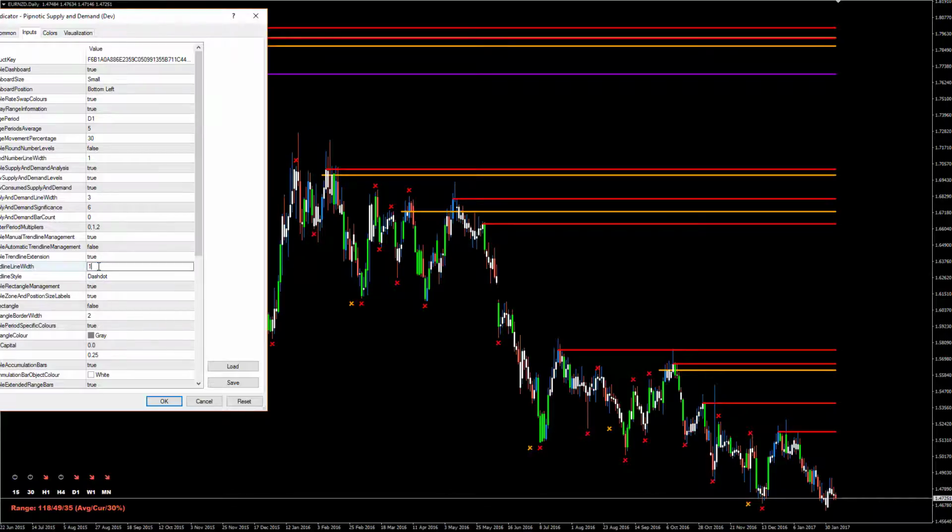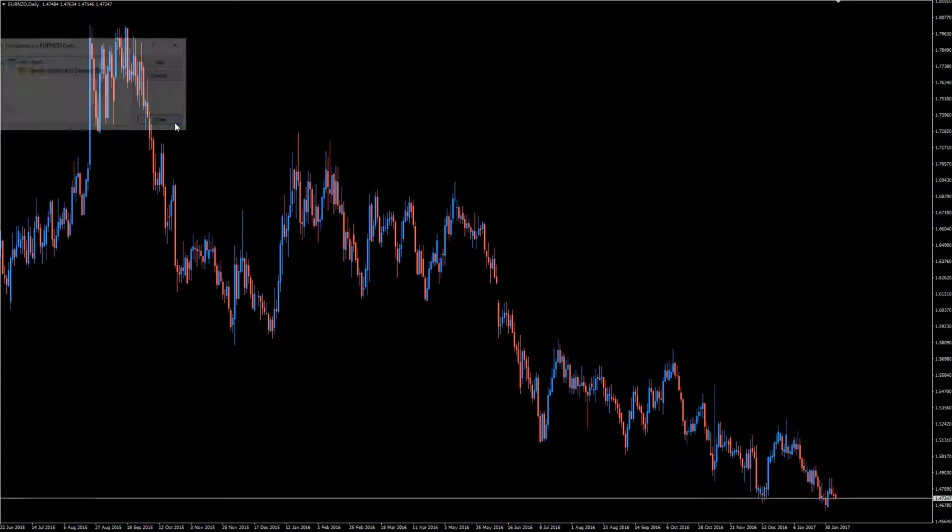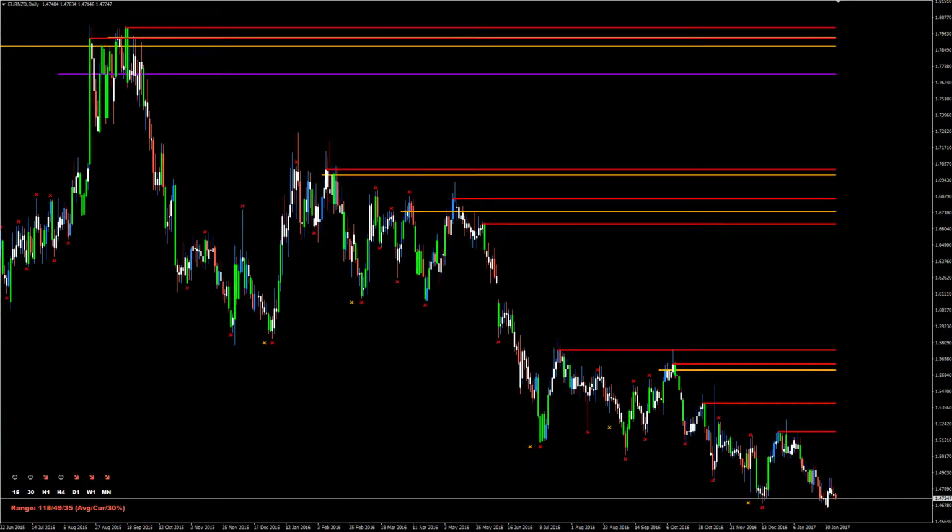We'll set this to 1. And then we have trend line style. When trend line width is set to 1, then this one can be used. If it's set to a value greater than 1, then only the solid one can be used. But if it's set to 1, then you can set them to dash dot, for example, and we'll just enable that. And so now we can take a trend line.